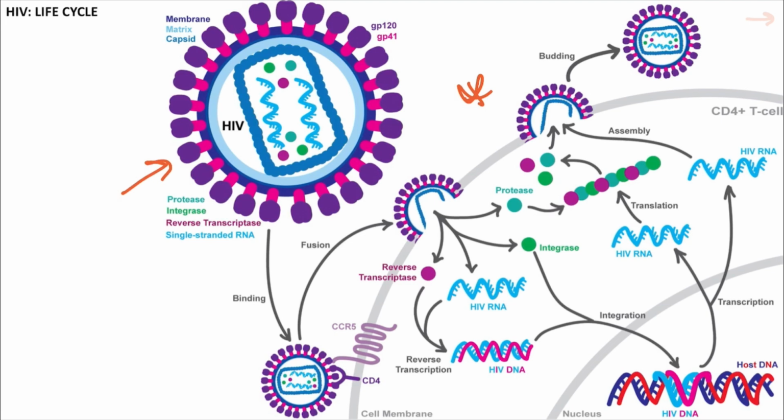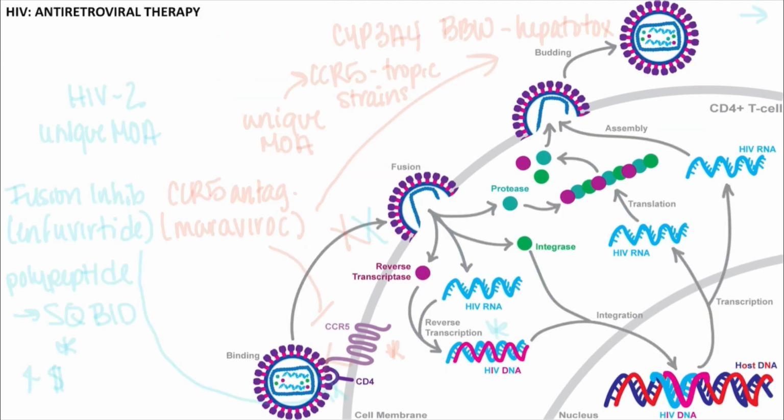So keeping this life cycle in mind, let's move on and discuss the 6 different therapeutic classes of antiretroviral agents or ART therapies that are used for the treatment of HIV infection and prevention of downstream consequences. So moving to our next slide. And we will go through these agents in an order that follows this life cycle.